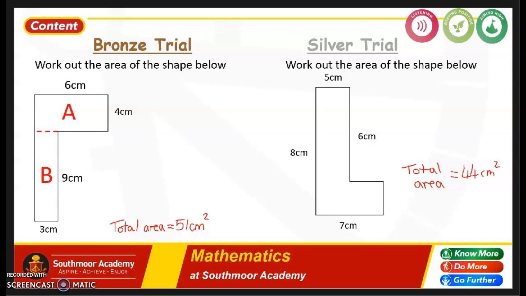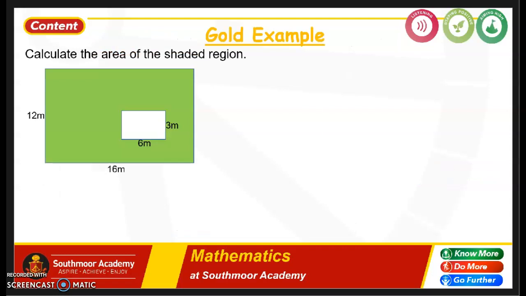We're now moving on to the gold example. So make sure you copy this question down. This is your gold example. We need to work out the area of the shaded region. Now we've got two rectangles here. We've got the larger rectangle and then the smaller rectangle which is on the inside. So we need to work out the shaded region, so we need to work out the green section.